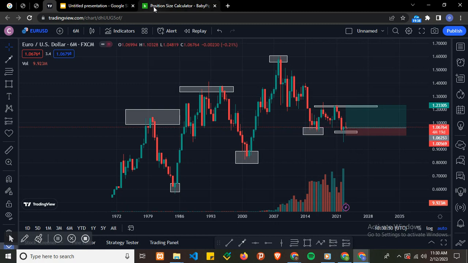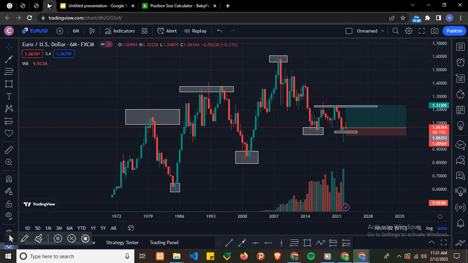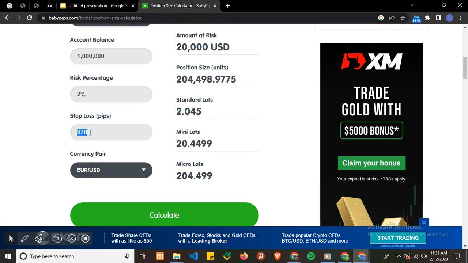So let's go back to our position size calculator and see the standard lot size we can use on this trade. Okay, this $1 million account. The pips is still 568. Click on calculate. Okay, good. So if you are using a $1 million account, you should be able to use 3.5 lot size, and the amount at risk here is $10,000.